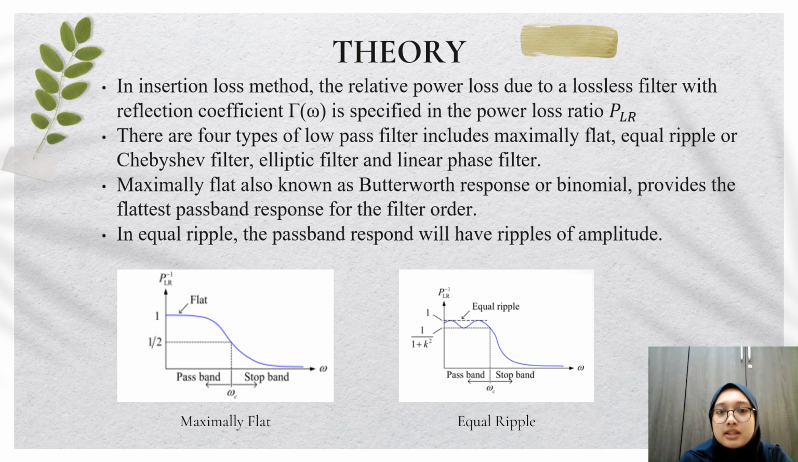In the insertion loss method, the relative power loss due to the lossless filter with reflection coefficient is specified in the power loss ratio. So basically there are four types of low pass filter, which include maximally flat, equiripple or Chebyshev filter, elliptic filter, and linear phase filter. Maximally flat, also known as Butterworth response or binomial, provides the flattest passband response for the filter order, like shown in the figure. In equiripple, the passband response will have a ripple of amplitude, which we can see in this figure.